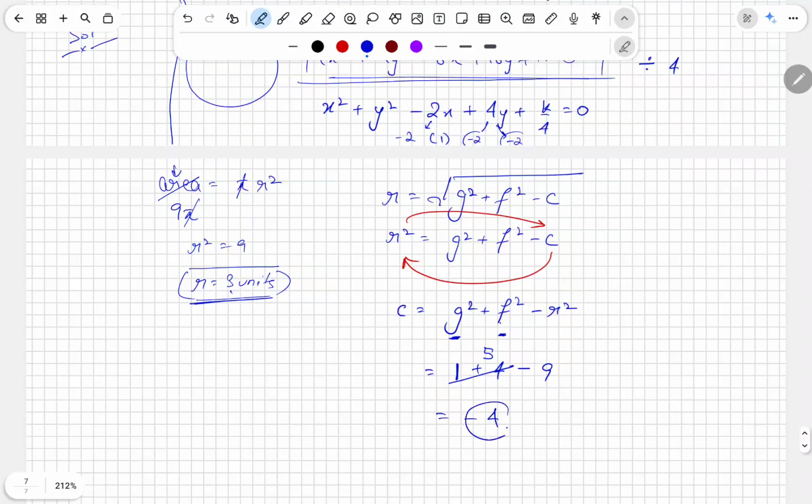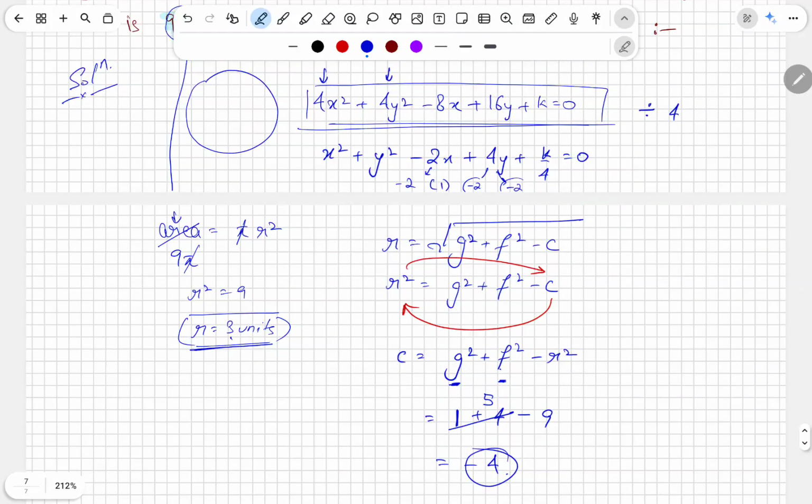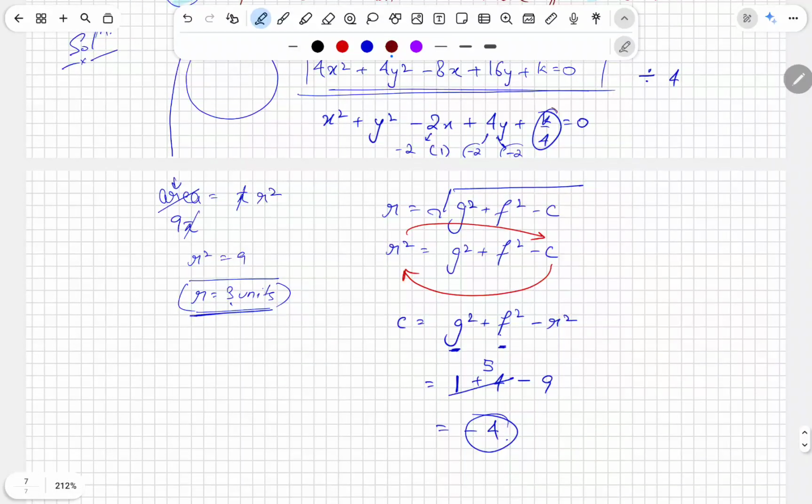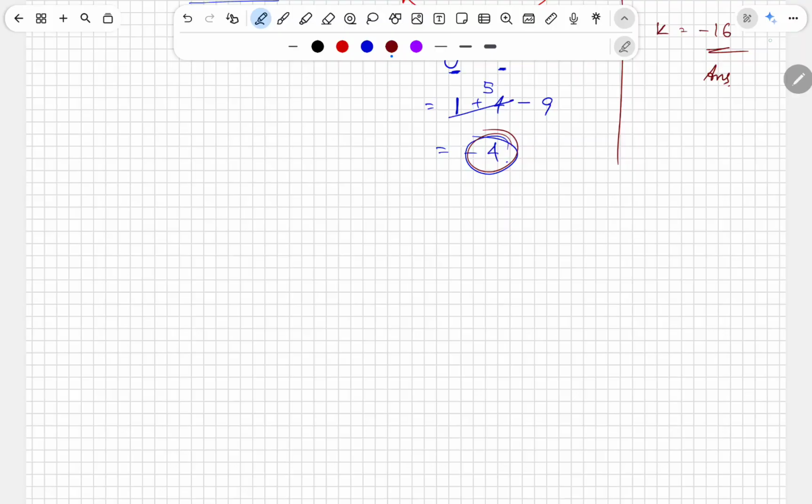Now constant should be minus 4. In the equation, constant is k by 4. Comparing the values, this k by 4 has to be minus 4. So I'll say k upon 4 is equal to minus 4. Taking this 4 over RHS, I'll get k is equal to minus 16. So this is going to be the answer to the question.